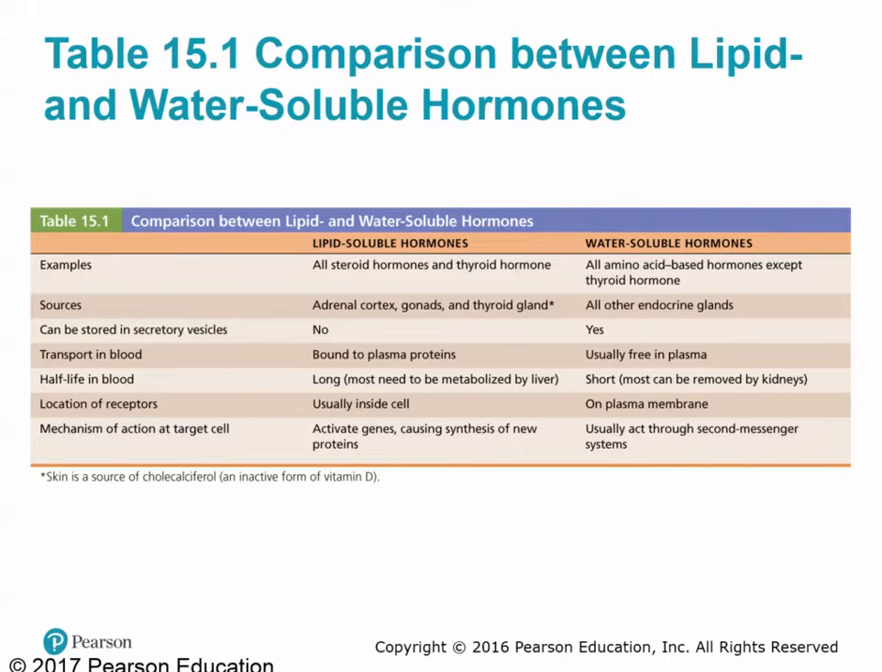So all the amino acid-based hormones, again, except for thyroid hormone, it's a little bit different. And its half-life, like I mentioned, is a little bit shorter because it can be removed by the kidneys, right? So it can be flushed out pretty quickly with other body fluids. The location of these water-soluble hormone receptors would be on the plasma membrane, right? So these guys can't pass the membrane, so water and oil don't mix. So they rely on these second messenger systems.